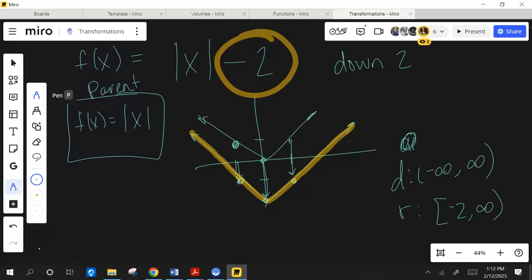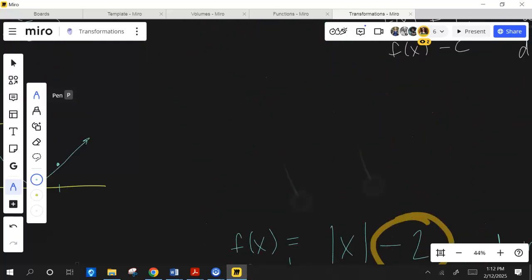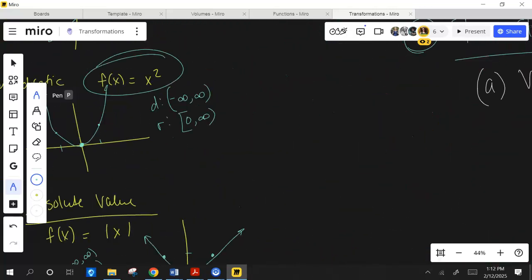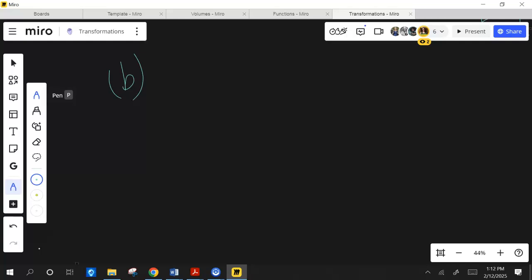Let's do a horizontal translation, and then we'll put them together, and then I'm going to give you some that are actual graphs. So this was what, B? It looks that way.